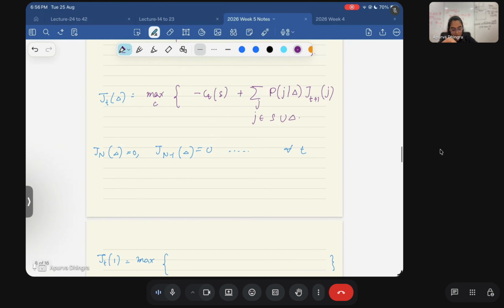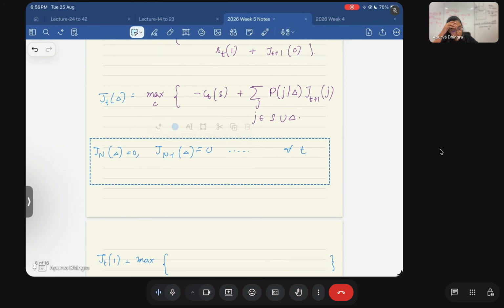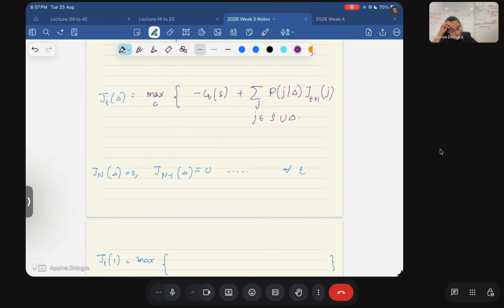Okay, now let's look at this portion a bit more carefully. So if J belongs to delta, what is this? This is delta to delta. We know the probability of that is just 1. That means we get JT of delta. This is one scenario, right? The other scenario is if it is something from S.